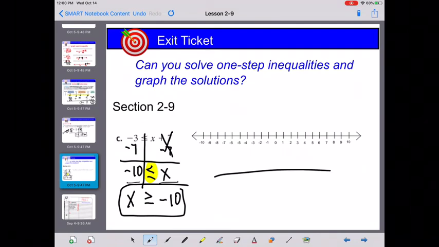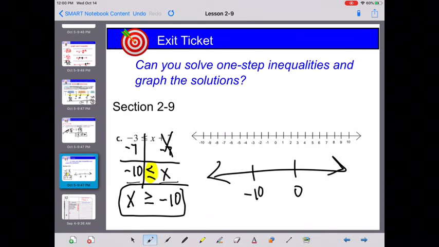Now I'm ready to graph it on a number line. And I'm going to graph it right here so that you can again see what it would look like on your paper. Here's 0, here's -10. Greater than or equal to -10 has a spot here and an arrow going to the right. All right, give this a try.